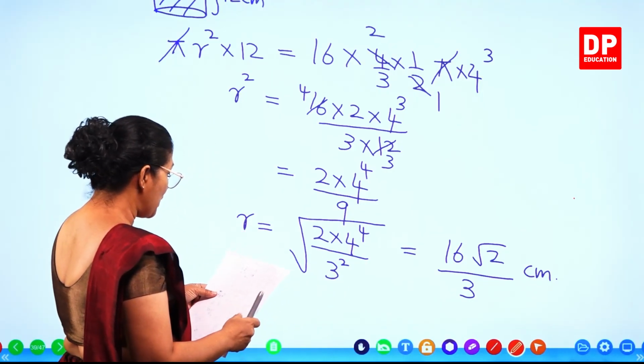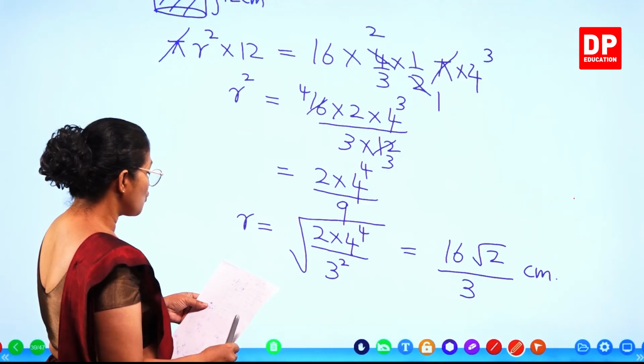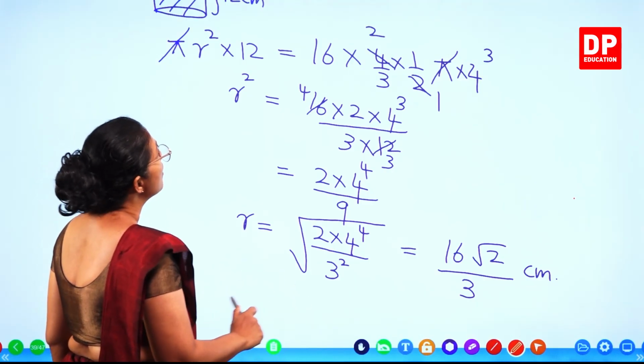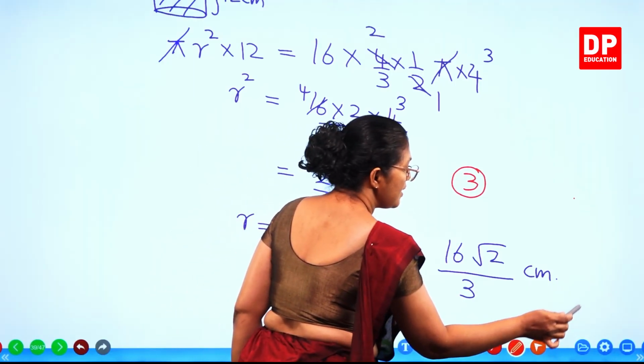So how many marks for this part? You get 3 marks to show that r equals this one. Now let's take the next part.